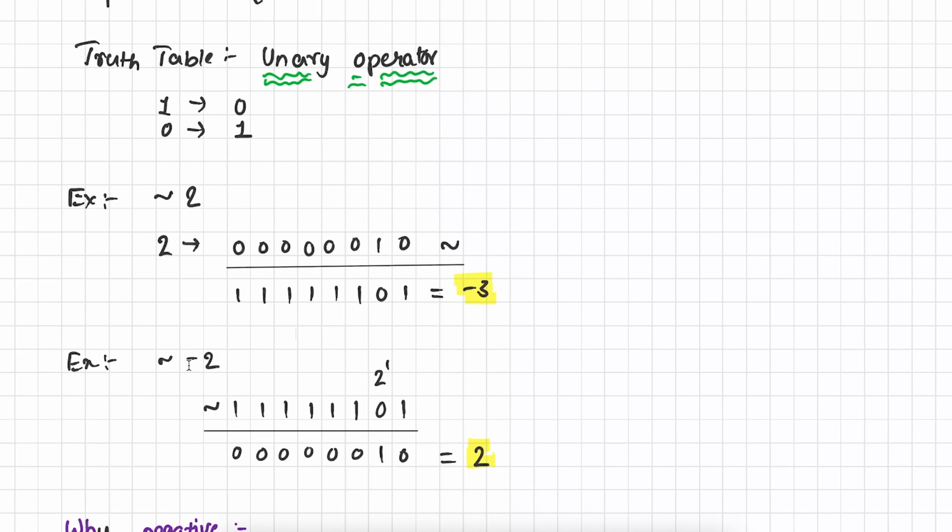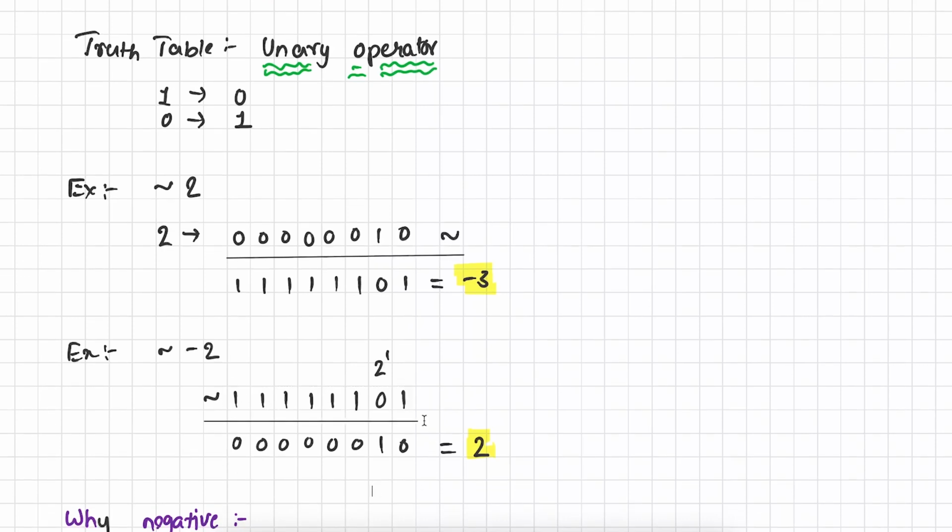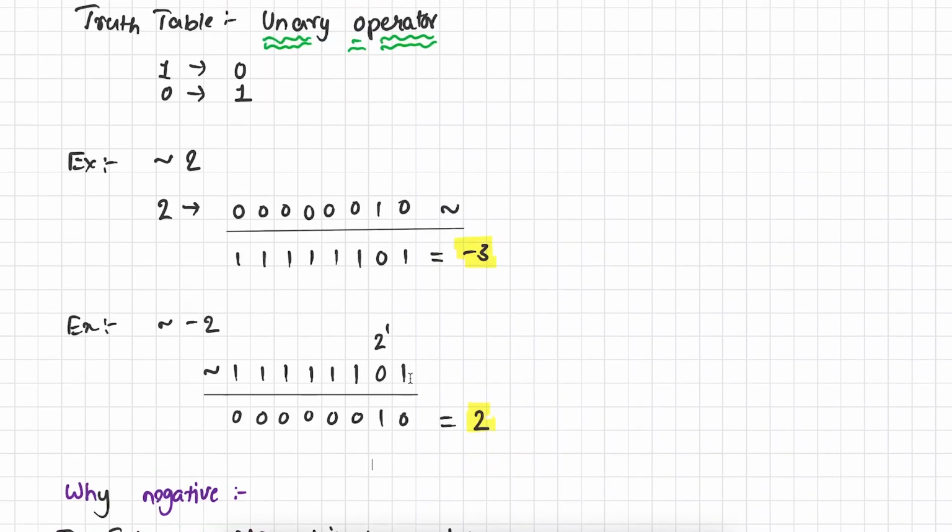Let's say I want to complement -2. As we can see, the binary representation of -2 is this. So let's write this as it is and take the complement of it. What this operator does is simply invert all the bits. So it inverts 1 to 0, 0 to 1, and so on, and we get our answer as 2. So if we pass positive 2, it is converted to negative, and if we pass negative, we get positive. I will explain this in a bit.